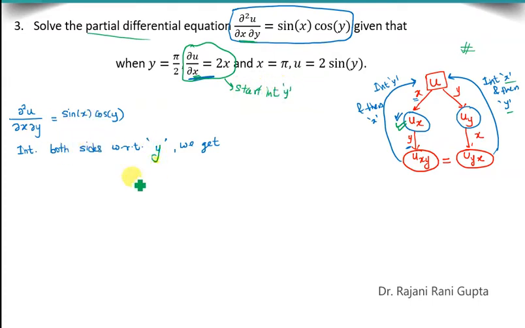So we integrate both sides with y. What will this give you when you integrate it with y? So you have the integral of the second derivative of u, xy, dy, equal to the integration of sine x cosine y dy. Now when you are integrating with y, the derivative with respect to y gets cancelled and you are left with the derivative of u with respect to x equal to this term.